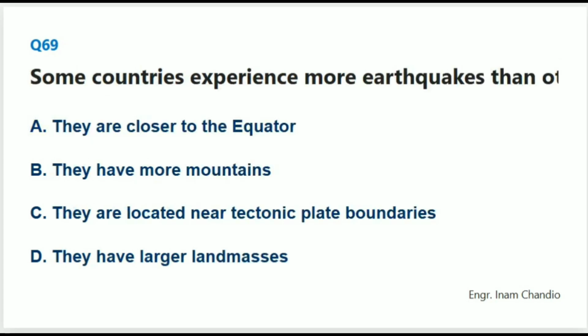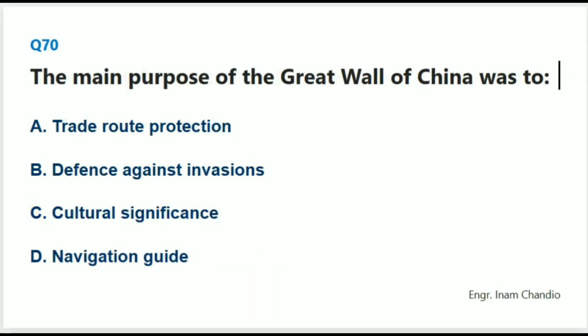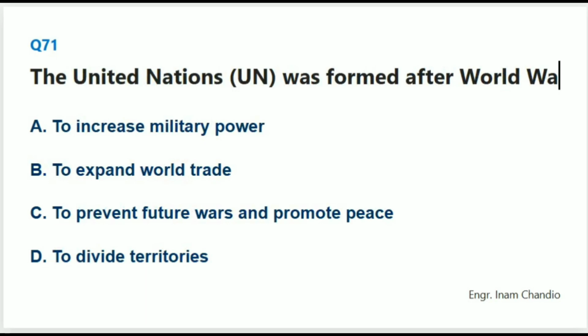Some countries experience more earthquakes than others because. The correct answer is C. They are located near tectonic plate boundaries. The main purpose of the Great Wall of China was to. The correct answer is B. Defense against invasions. The United Nations, UN, was formed after World War II because. The correct answer is C. To prevent future wars and promote peace.